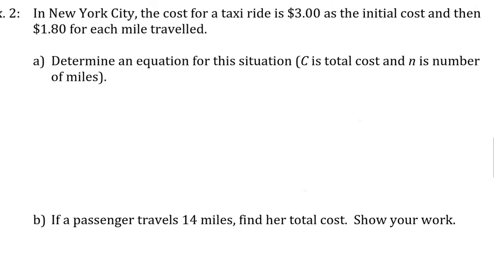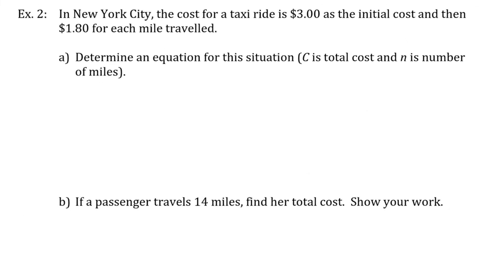Okay, one more example. In New York City, the cost for a taxi ride. So again, this is another really common way that these cost structures work for taxis and those kinds of things, right? Cost for a taxi ride is $3, or maybe renting a boat, like you might rent a canoe and you have to pay $50 and then $20 an hour or something like that. Like there's all different kinds of real world situations where it follows this kind of cost structure. In New York City, the cost for a taxi ride is $3. That's the initial cost, and then $1.80 for each mile traveled. Determine an equation for this situation.